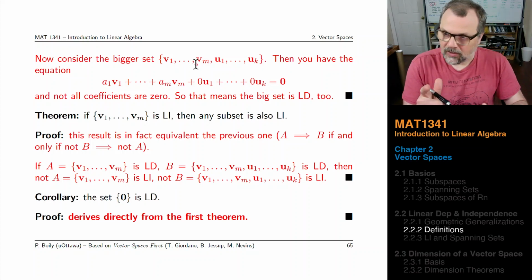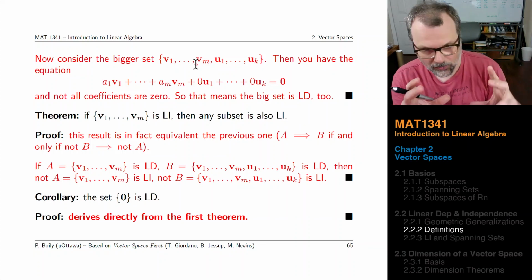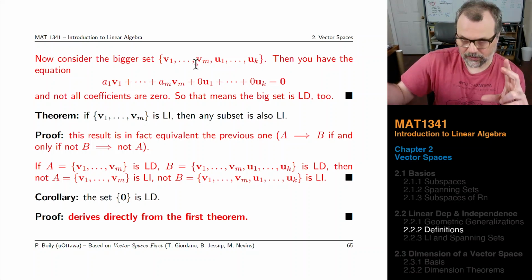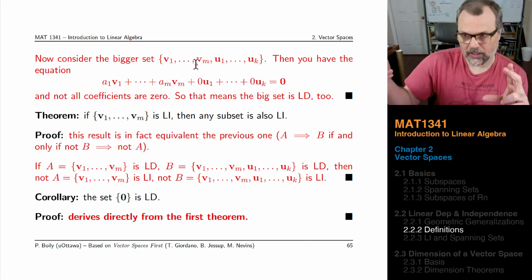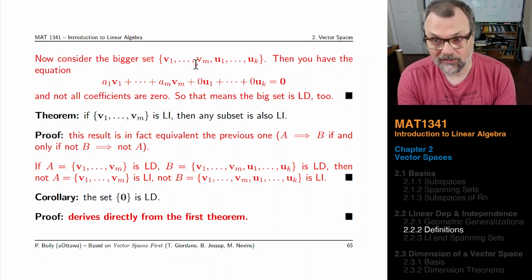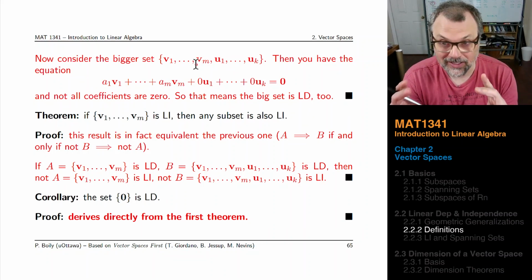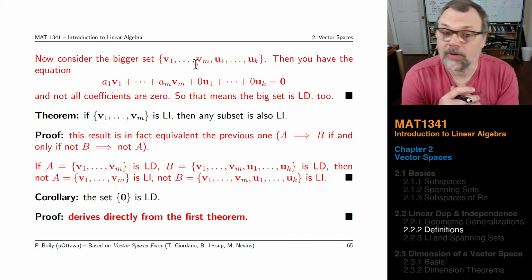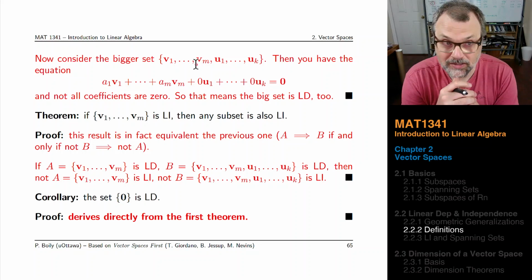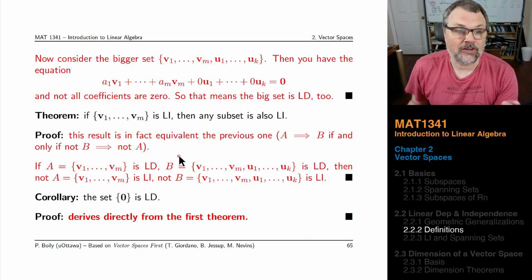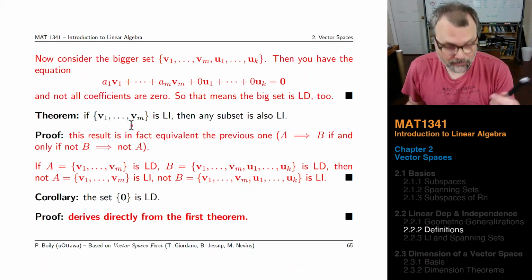But if you have a set which is linearly independent and you add vectors to it, you might change the nature of the set. And similarly, if you have a set which is linearly dependent and you remove vectors from that set, you may change the nature of the set. In fact, the two theorems are really the same theorem, right?